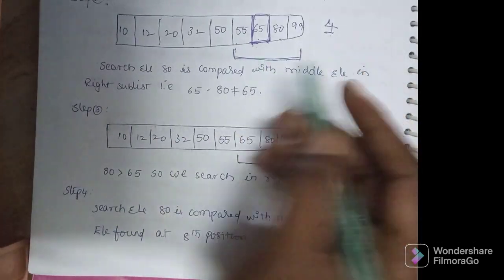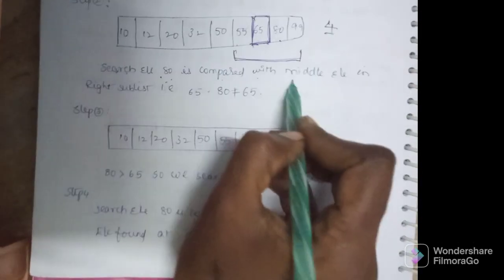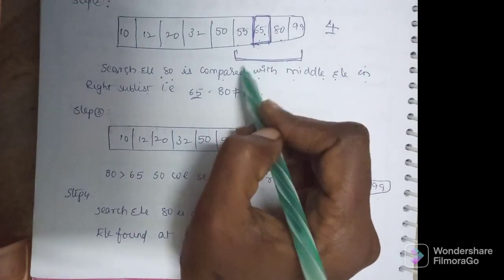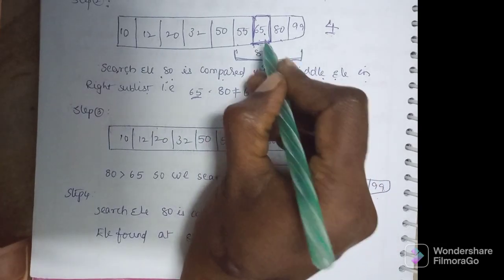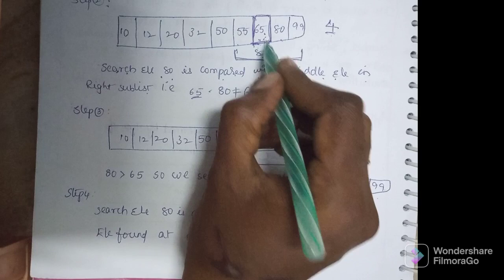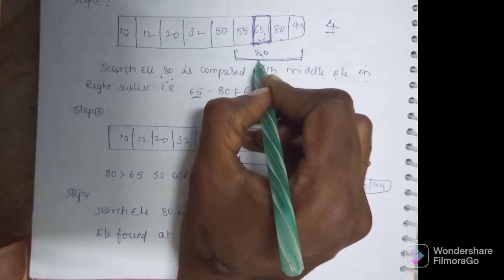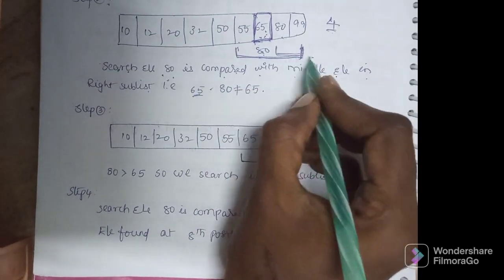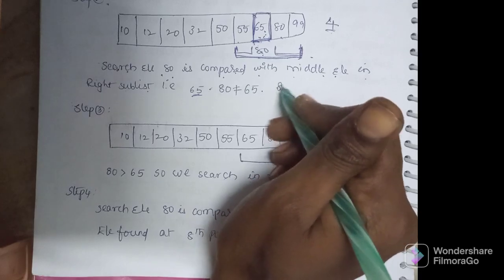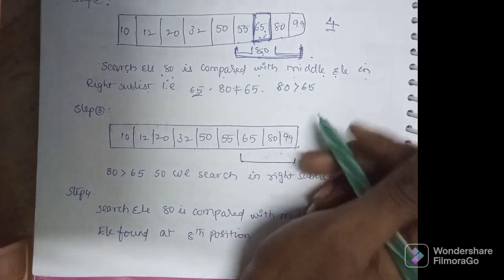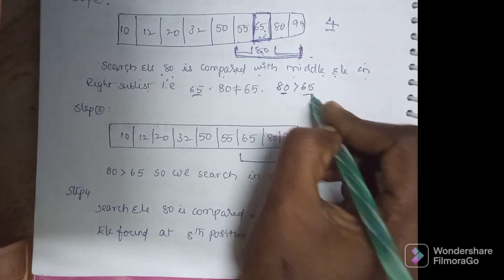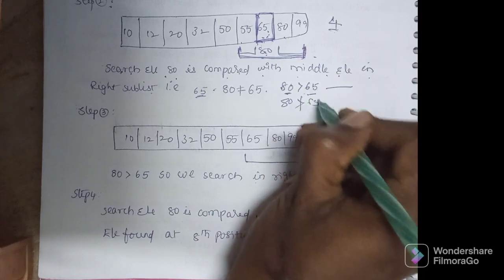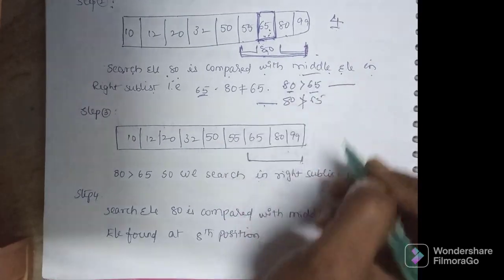Again the same step. Search element 80 is compared with the middle element in the right sublist, that is 65. If both are the same, then we display that the element is found. If not, again we move to the right or left sublist. How to check? Here 80 is greater than 65, the middle element. If the search element is greater than the middle element, move right. If 80 is not greater than 65, move to the left sublist. Here this condition is satisfied.